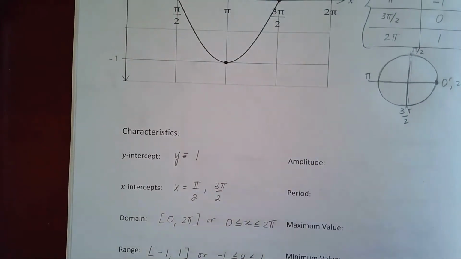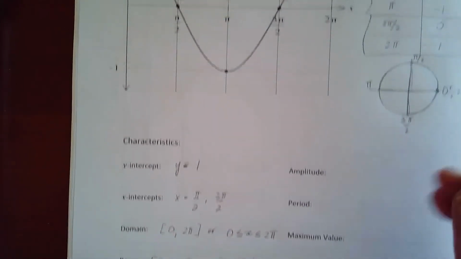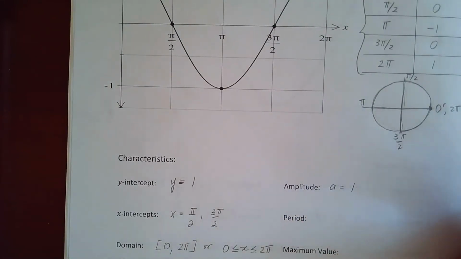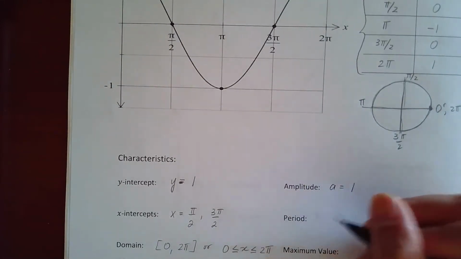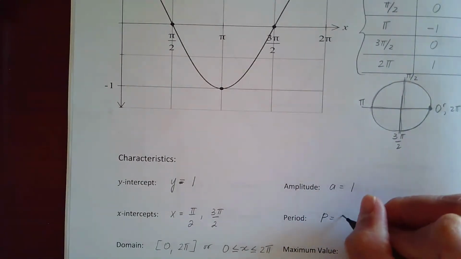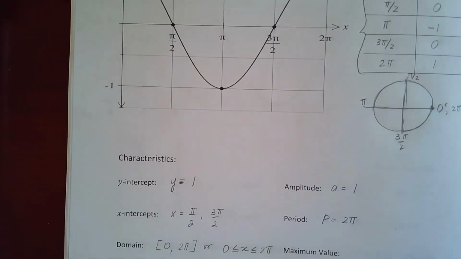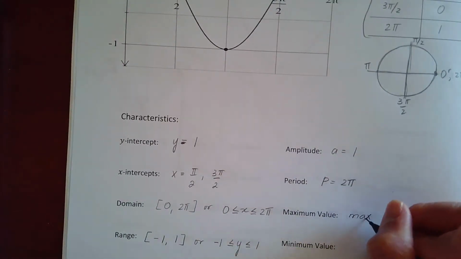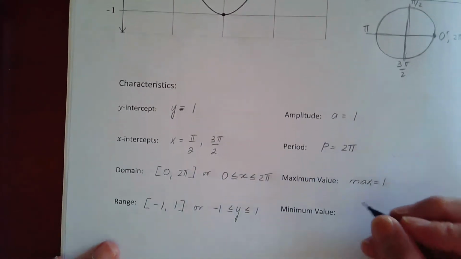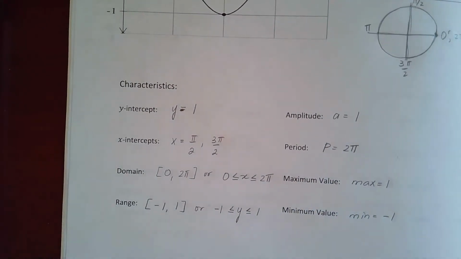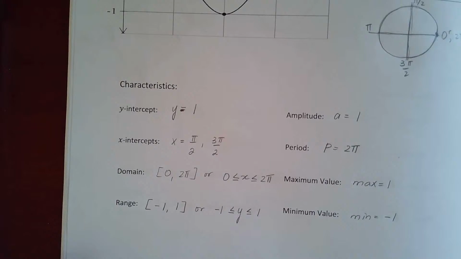Amplitude is from median to the maximum. How far is that? So that's a equals 1. Period is how long the cycle takes to repeat itself. It repeats itself every 2 pi radians. Maximum, max is equal to 1. Minimum is -1.